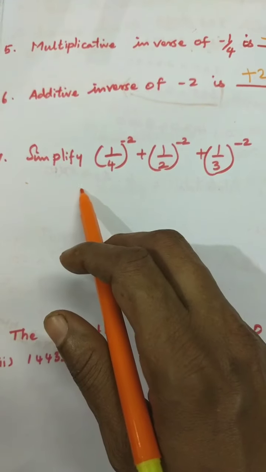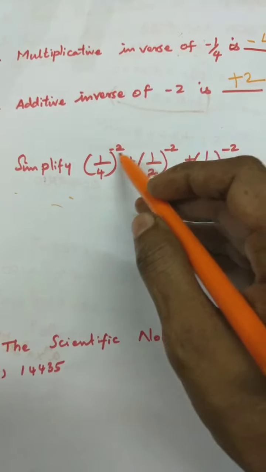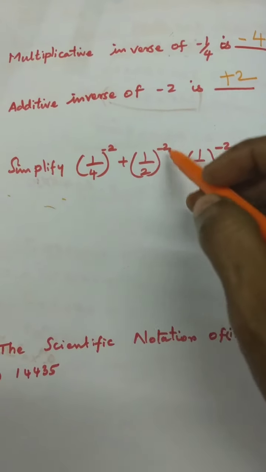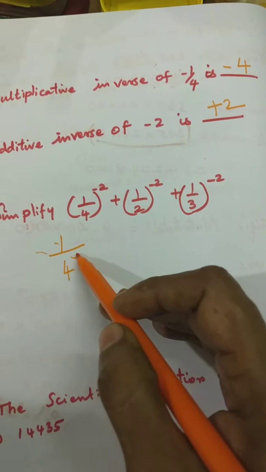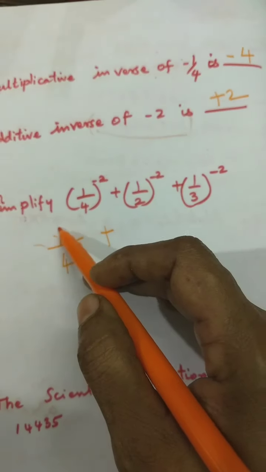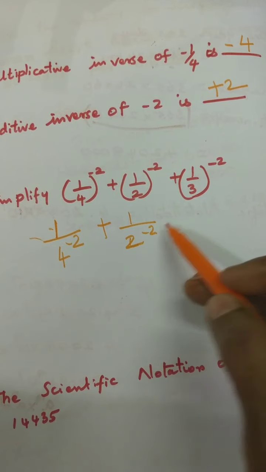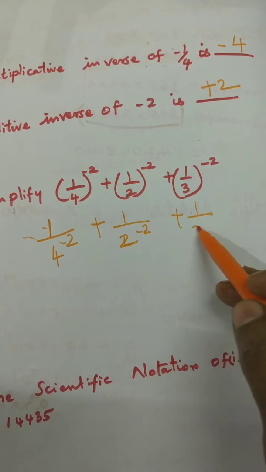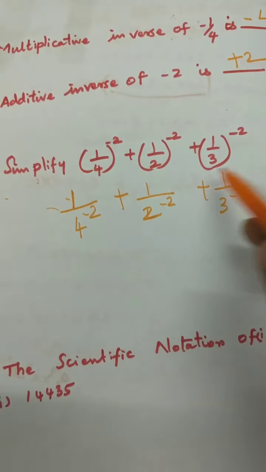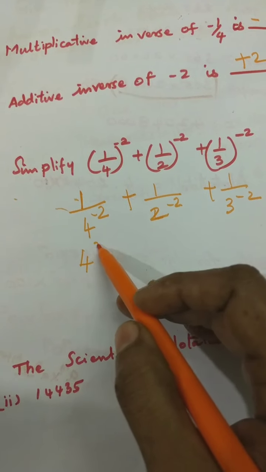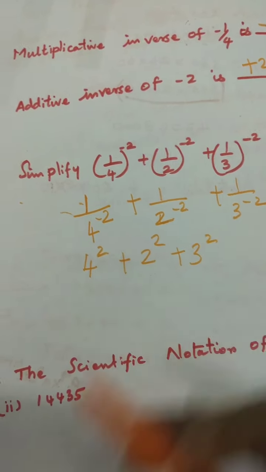Okay. Now simplify 1 by 4 the whole power minus 2. First you make the powers positive. So 1 by 4 power minus 2, 1 power minus 2 same, 1 by 2 power minus 2, plus 1 by 3 power minus 2. You bring all this to the numerator, then the power will become positive. 4 square plus 2 square plus 3 square.